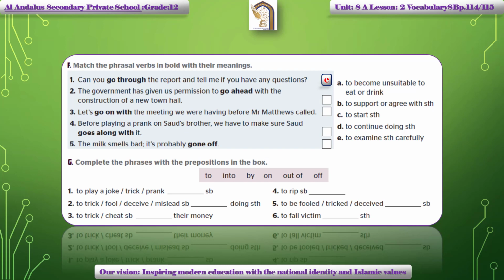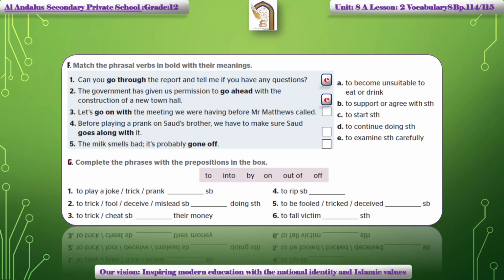Sentence 2. The government has given us permission to go ahead with the construction of a new town hall. We have got the word go ahead. This is right. It is C. The government has given us permission to start with the construction of a new town hall.